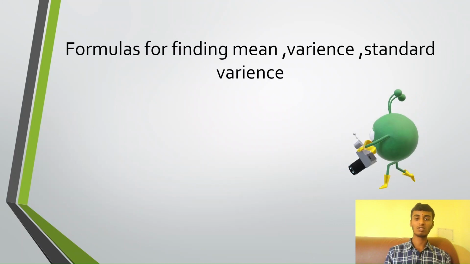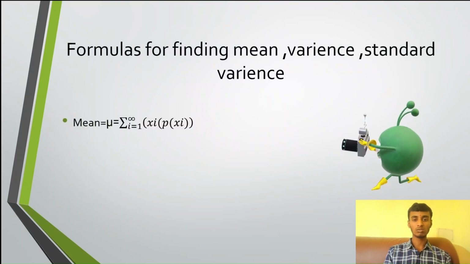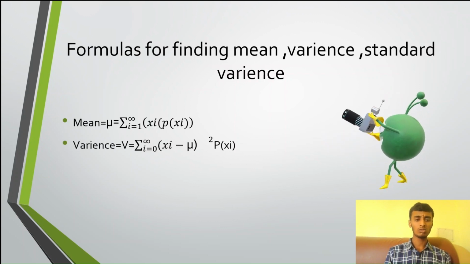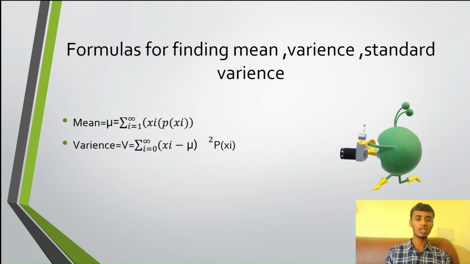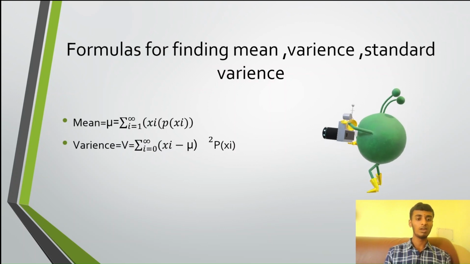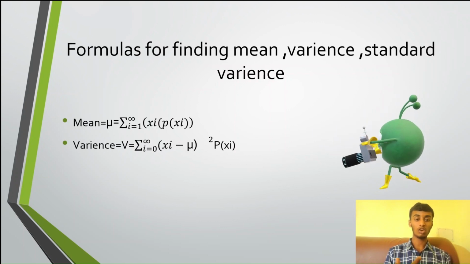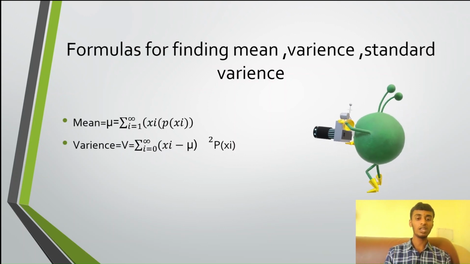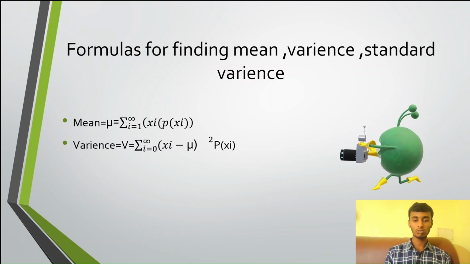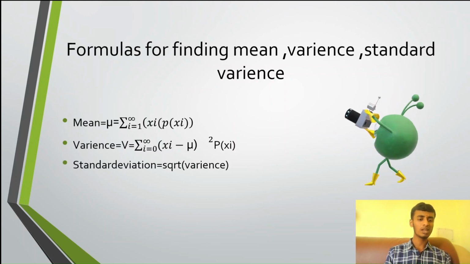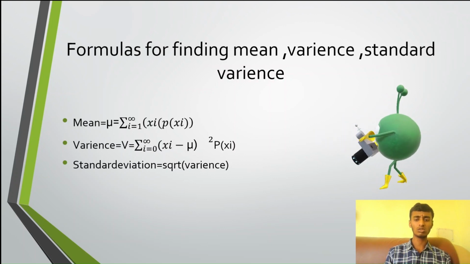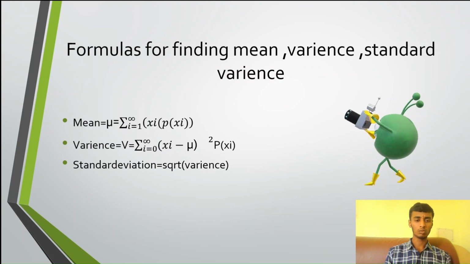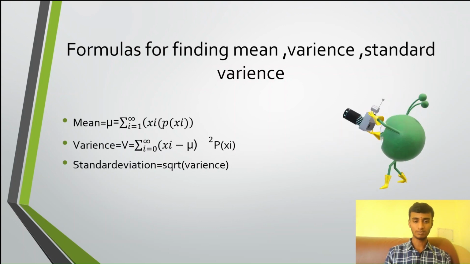We'll come to the formulas for finding the mean, variance and standard deviation. Mean equals summation i equals 1 to infinity xi into p(xi). Variance, denoted by capital V, equals summation i equals 0 to infinity (xi minus mu) whole square into p(xi). Standard deviation equals the square root of variance. Standard deviation is denoted by sigma.